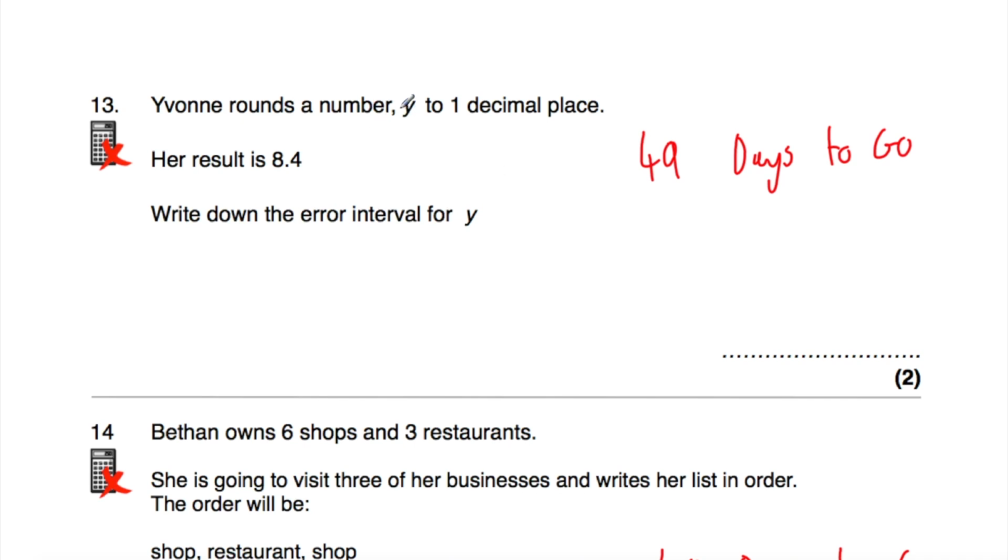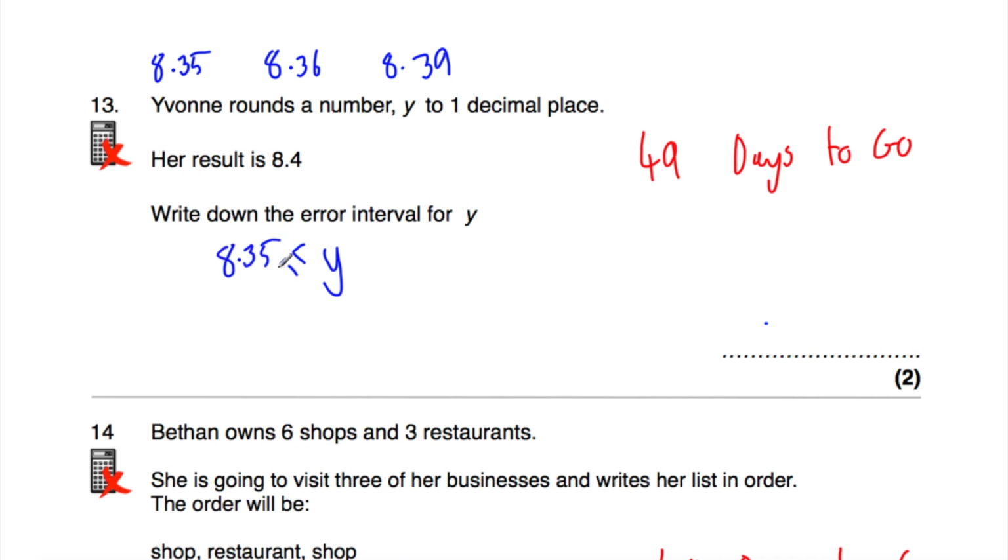So let's consider what y could have been. So it could have been numbers below 8.4. So for instance, it could be 8.39. That would round to be 8.4 to 1 decimal place. It could be 8.36. That would round to be 8.4 to 1 decimal place. It could even be 8.35. But anything below that would round down. So that means that y is greater than or equal to 8.35.